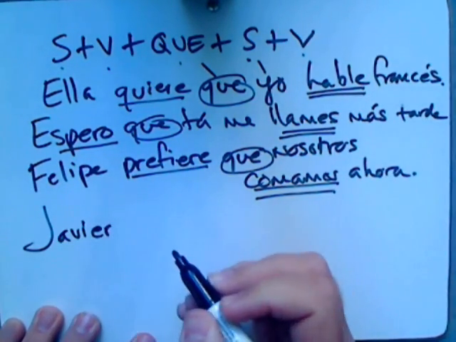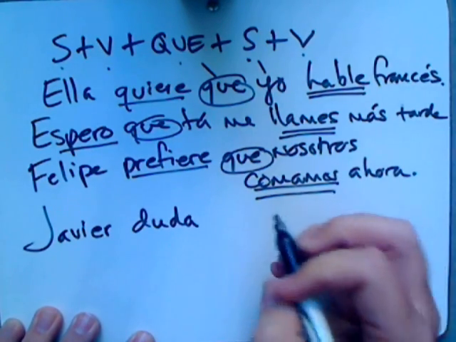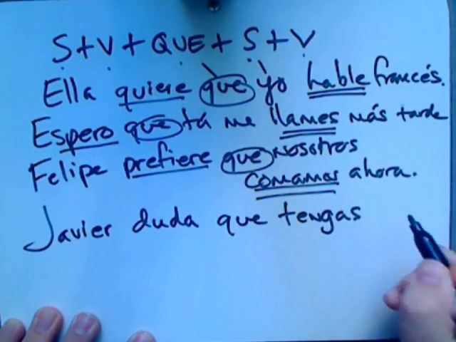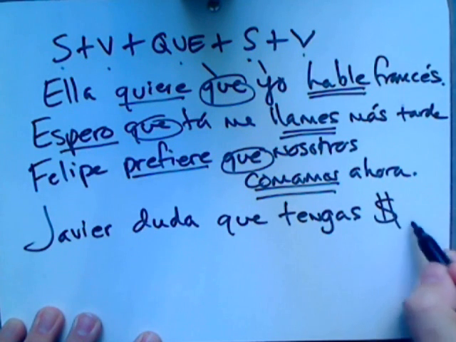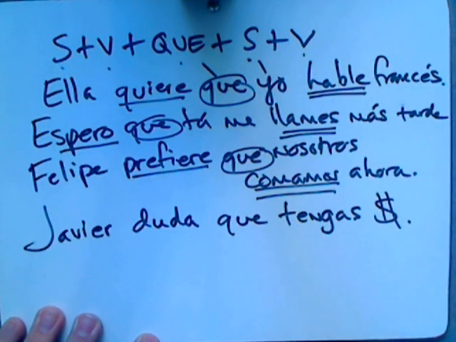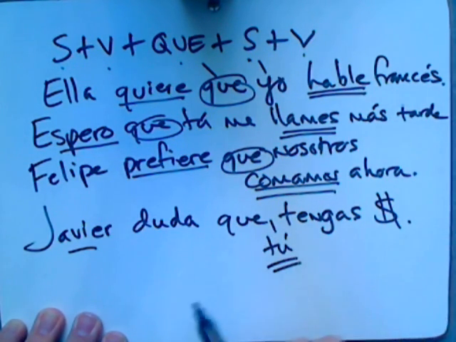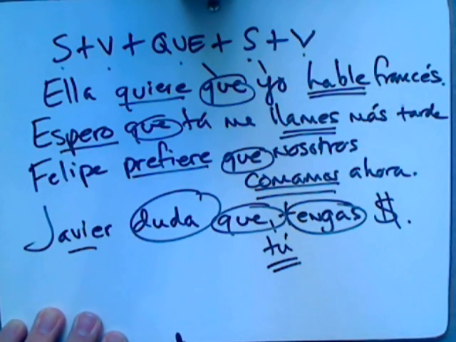Javier, don't ask me where I come up with these names. Javier duda que tú tengas, and I'm not writing all the personal pronouns here. Javier duda que tengas dinero, shorthand for money. So again, we have subject one, we have a second subject, which is tú, right? We have the verbs in each clause separated by que, all right?